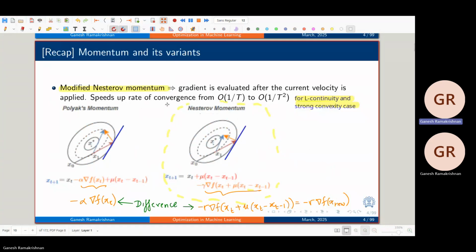Now, it turns out that it has the potential. So you remember the problem was 1 upon t versus 1 upon t square. It turns out that for the Lipschitz continuous and strongly convex case, there is a speed up that is happening from 1 upon t to 1 upon t square. Okay? We'll see a little bit more on the convergence statements.